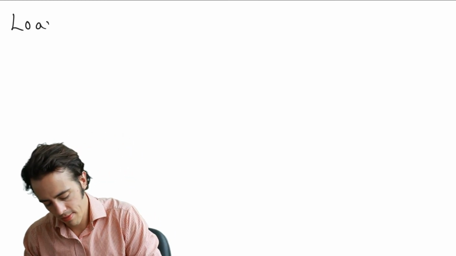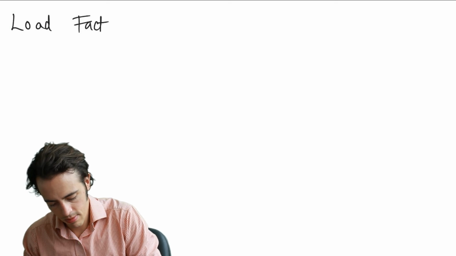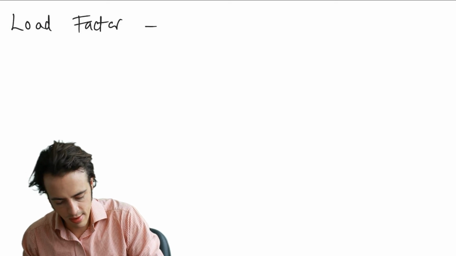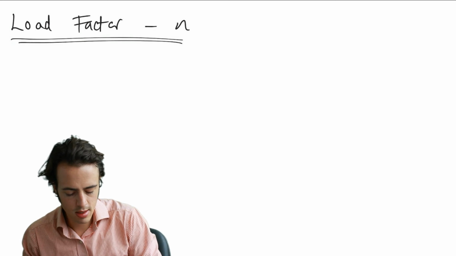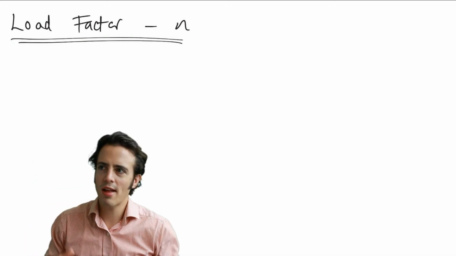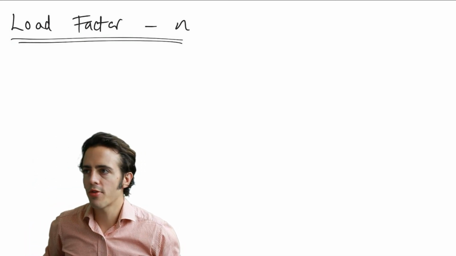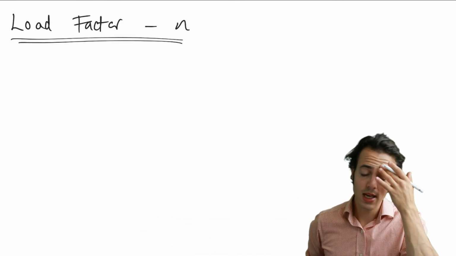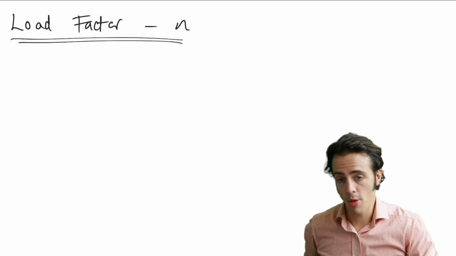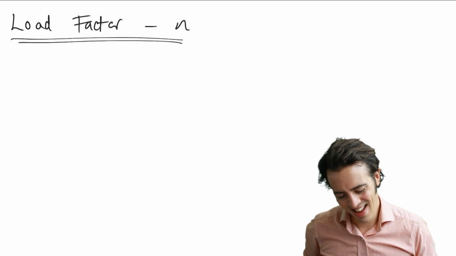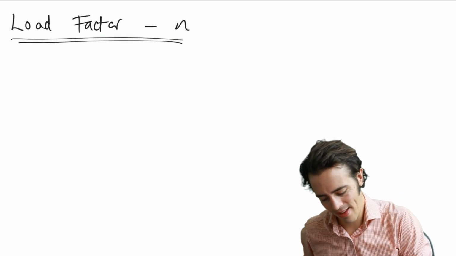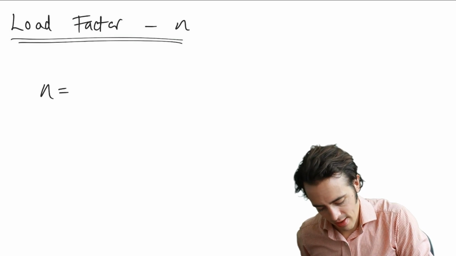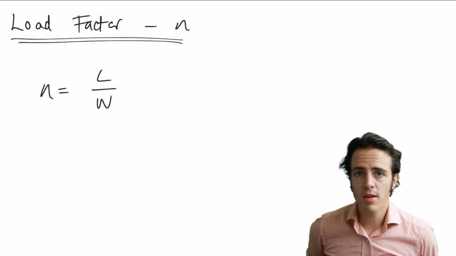So that's our first definition. We've got the load factor, and this has the symbol n. Again, in aeronautics, we tend to reuse symbols for lots of different things, which might start to irritate you a little bit, because N will later on be the yawing moment. But for now, the lowercase n is our load factor. So n is defined as the lift divided by the weight.